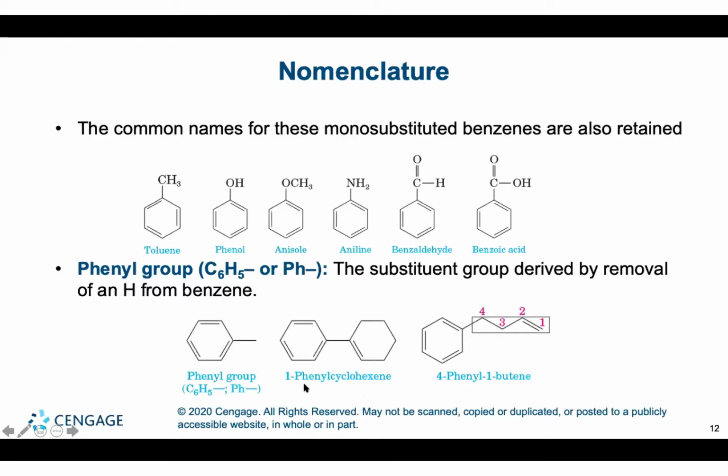Even here, guys, I have a cyclohexene, which is 4 or more carbons. Here I have 6 carbons. So it's going to be a phenyl group attached to carbon 1 of cyclohexene. So it's going to be 1-phenylcyclohexene.